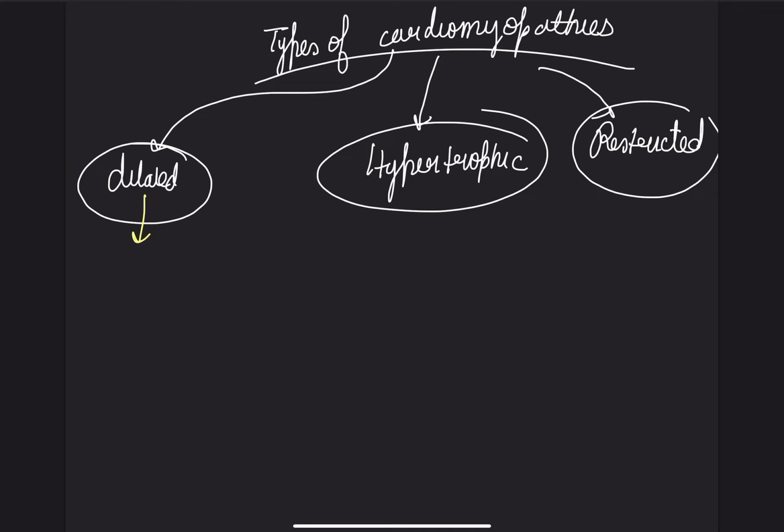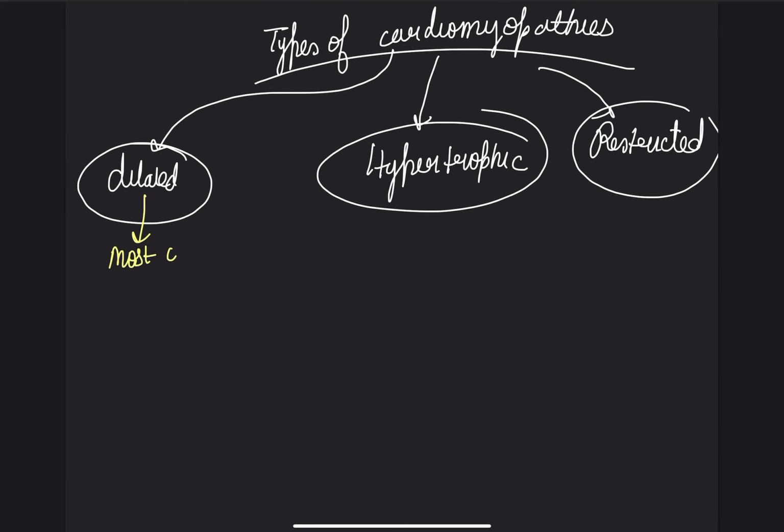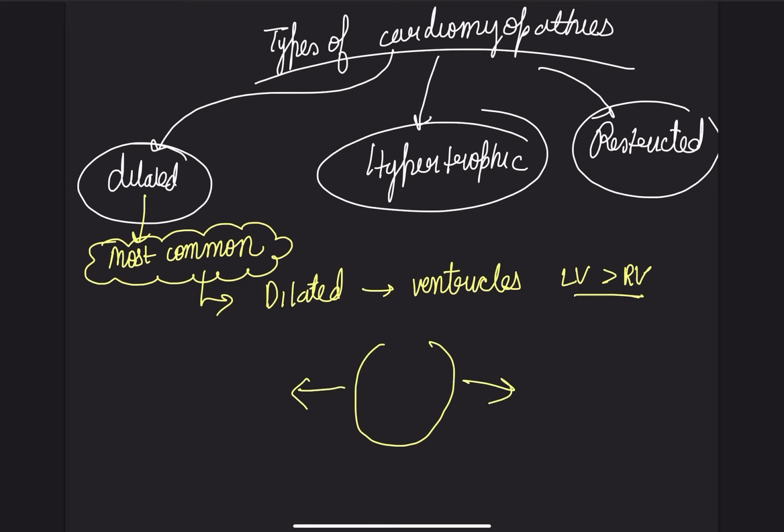The reason why I'm talking about dilated cardiomyopathy first is because it is the most common type of cardiomyopathy. Since it is the most common type, we will be talking about it first. As the name suggests, dilated cardiomyopathy involves dilated ventricles, left ventricle more than the right ventricle. When the ventricles enlarge in size, they not only enlarge but they actually dilate. Now what does this mean?